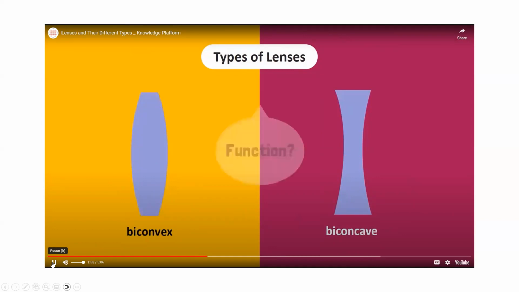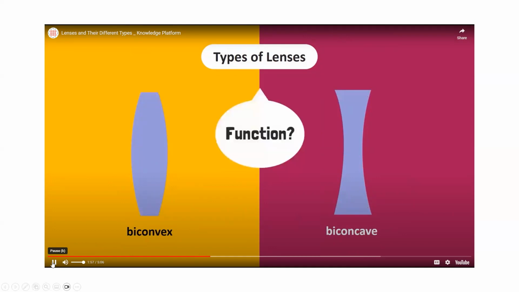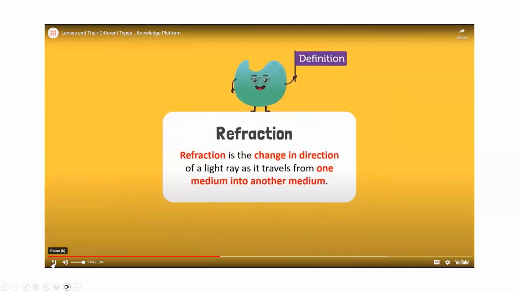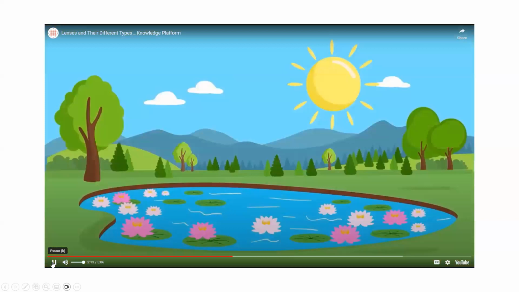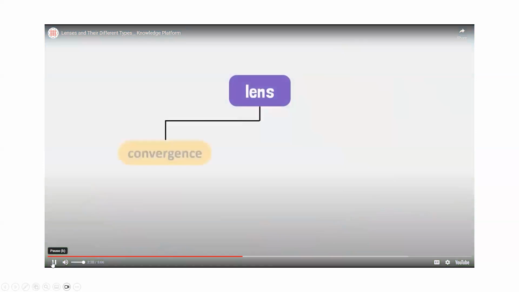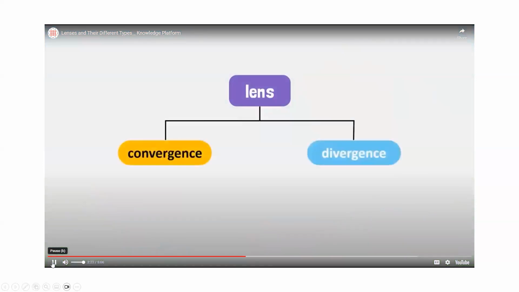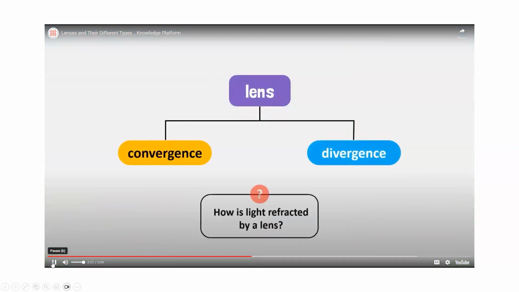But how does a lens function? The main purpose of the lens is to refract light in some pattern. Remember that refraction is the change in direction of a light ray as it travels from one medium into another medium. For instance, when light travels from air into water. There are two patterns, convergence and divergence. Before discussing these patterns, we first need to understand how light is refracted by a lens.